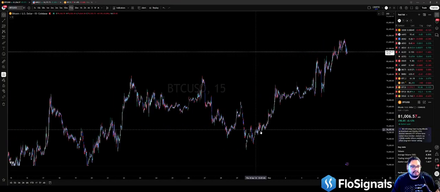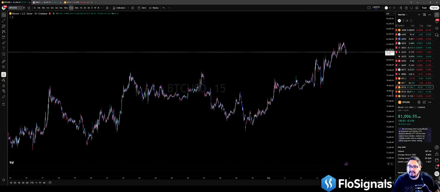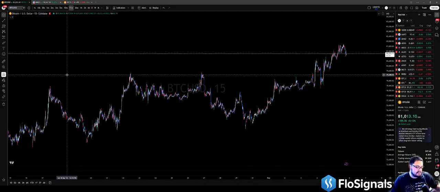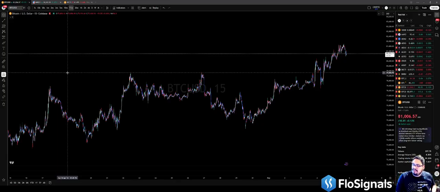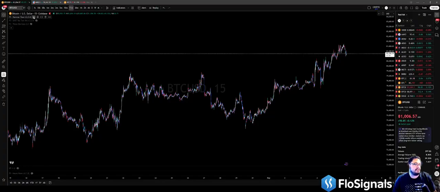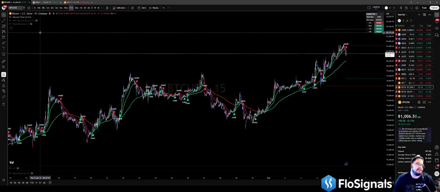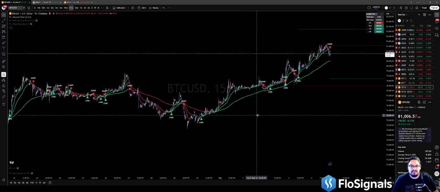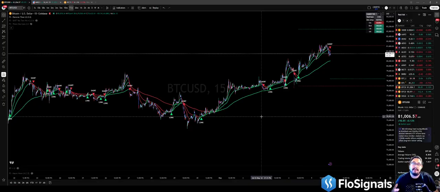Today we're going to cover another indicator that's part of our suite for FloSignals. This indicator is one of our OG indicators, Hammertime. Hammertime is also a trend indicator. It gives you a lot of good information to back up your trades and when you want to execute.